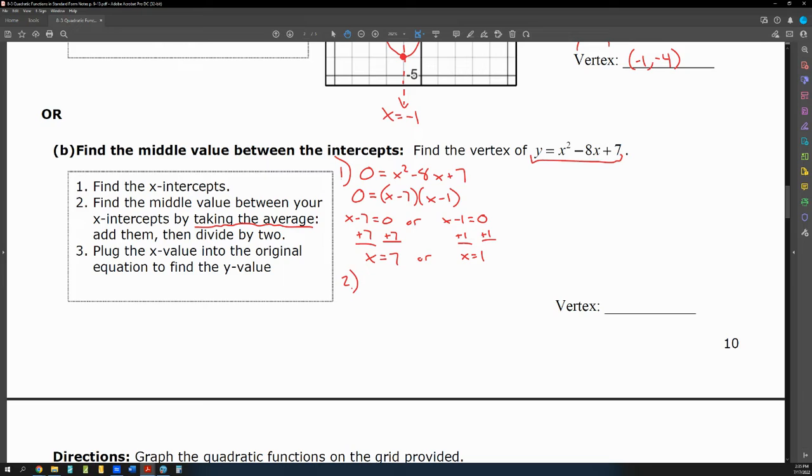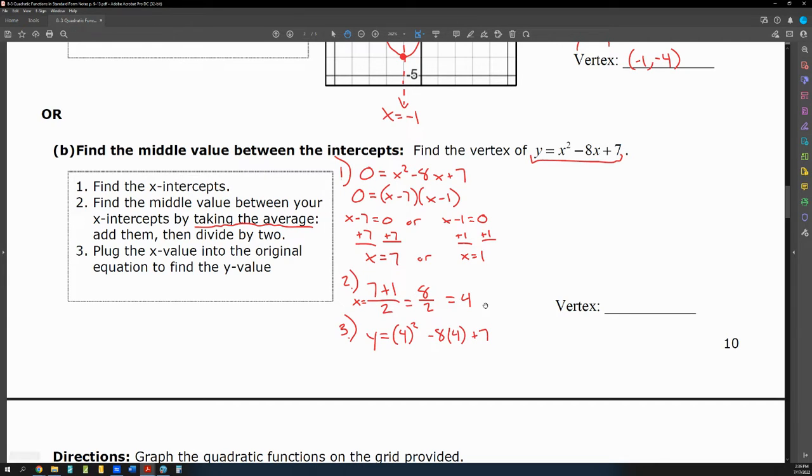To find the x value of our vertex, we're going to take the average of our x-intercepts. So we're going to take our x-intercepts, 7 and 1, add them and divide by 2. So the x value of our vertex is equal to the quantity 7 plus 1 divided by 2. So we get 8 divided by 2, or 4. And then finally, step 3, we can plug in 4, our x value, into the original equation to find the y value. So we get y is equal to 4 squared minus 8 times 4 plus 7.